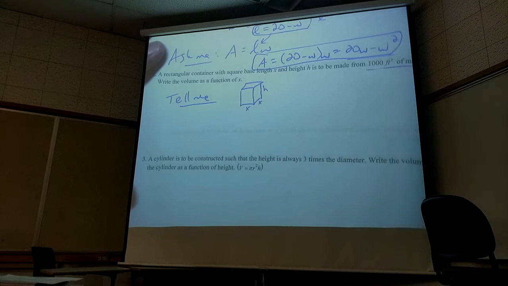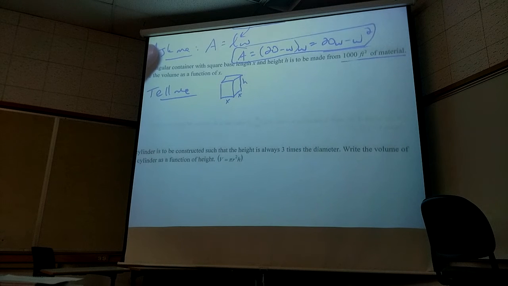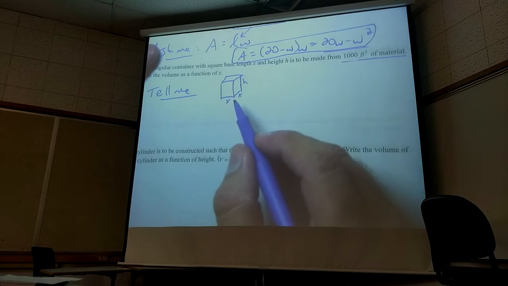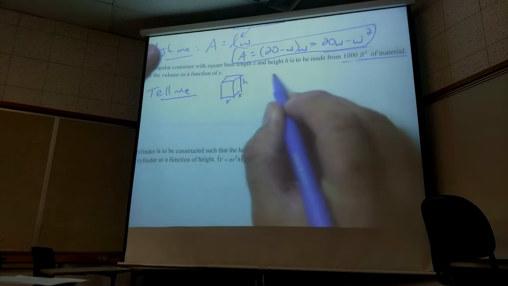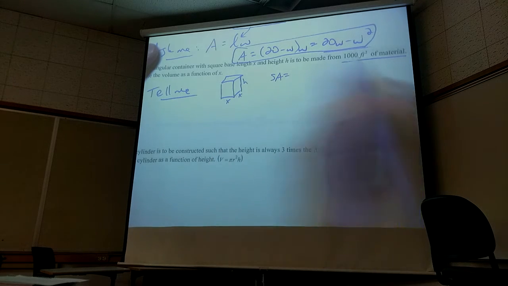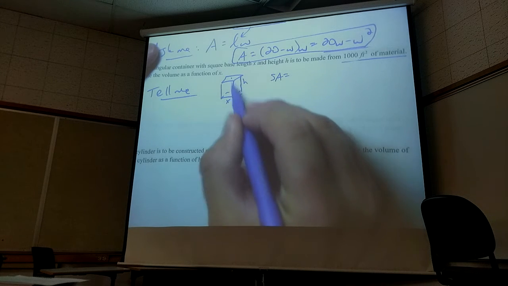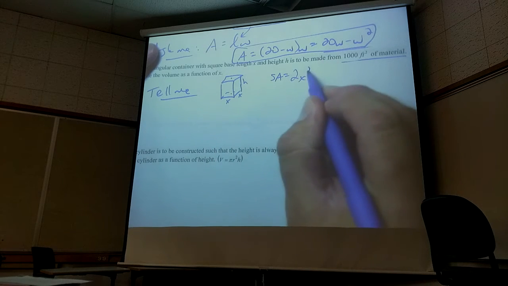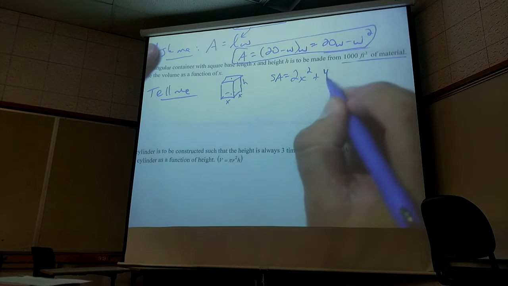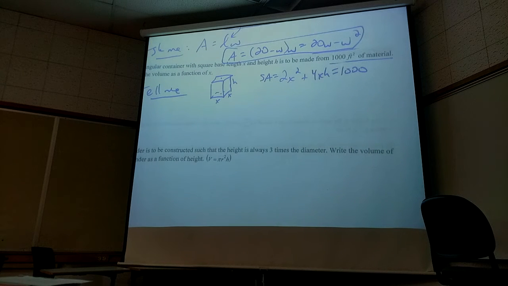And they tell me that I have 1,000 square feet of material, so your first step was to see how does that relate to the image? How does that relate to the shape I'm dealing with? Surface area. So what is the surface area of this thing? Well, tell me 1,000. How many x squares do you have? 2. What are all the sides? XH's. So you got 2x squares. And how many XH's? 4 XH's. And that's supposed to be 1,000. So that's how you put together what they tell you.